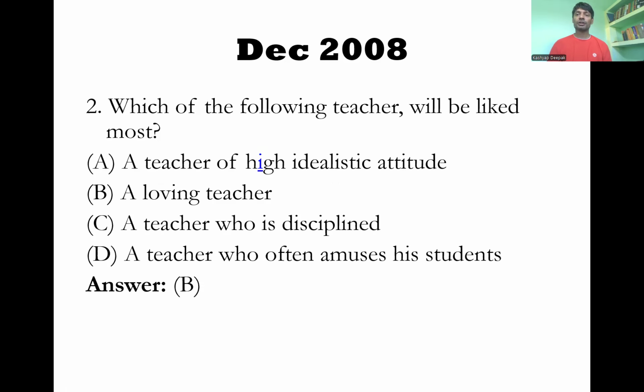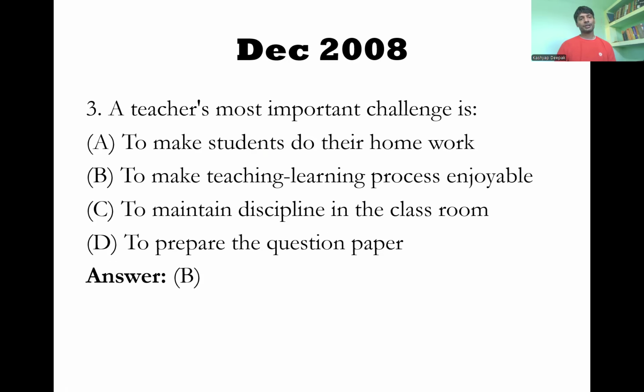Which of the following teacher will be liked the most? A teacher of high idealistic attitude, loving teacher who is disciplined and who often amuses his students. So disciplined, C and D are not answer. Student can confuse between A and B, but the answer is B.